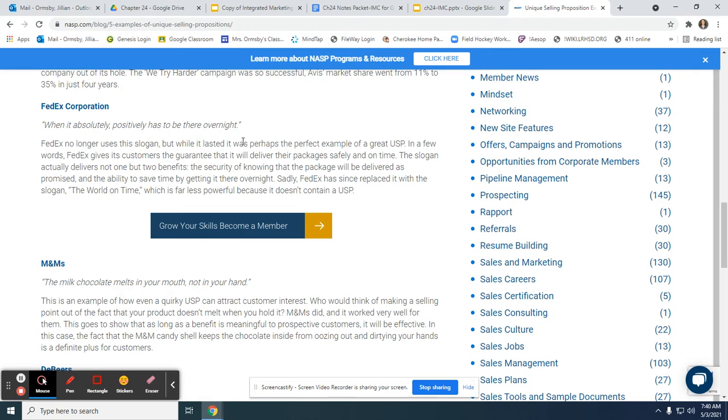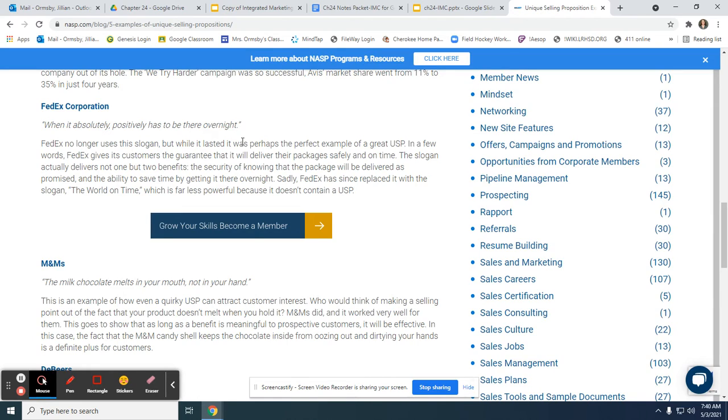Now, one slogan or unique selling proposition that is very well known with M&Ms is the milk chocolate melts in your mouth, not in your hand. This has been a tried and true slogan utilized by M&Ms. However, when it was first integrated, it worked very well for them because it highlights the fact that if you eat chocolate or you like chocolate, a lot of times it can be messy to eat, but M&Ms are a lot easier to eat.